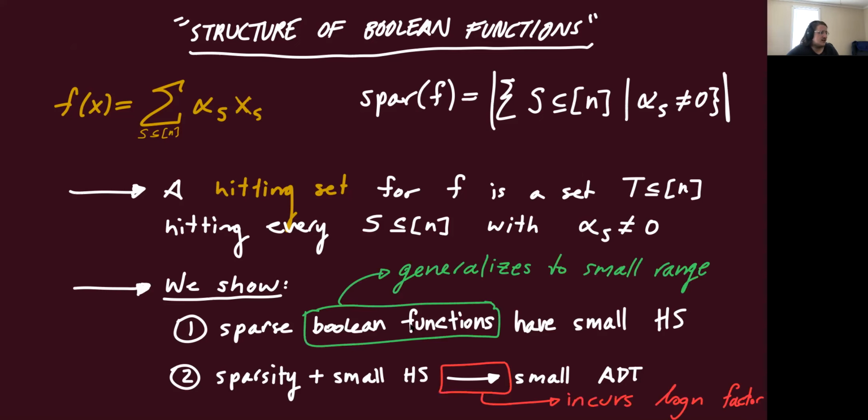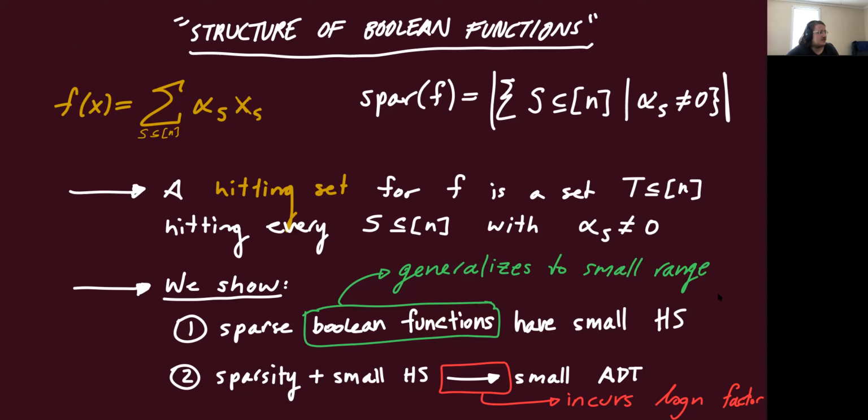Two remarks. The first component, and we think of the first component as being kind of the most significant technical contribution here, is that this generalizes to small range Boolean functions. So it doesn't rely completely on being Boolean, it just relies on having a small range. So we can think of it as being any constant size, say. The second point is that the second bullet point, where we can design small AND decision trees from having a sparse Boolean function with a small hitting set, this is where we incur this log n loss.